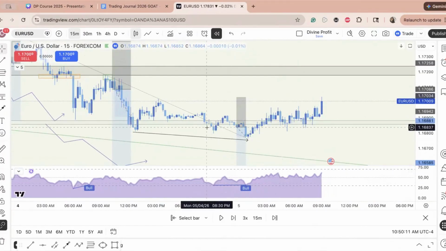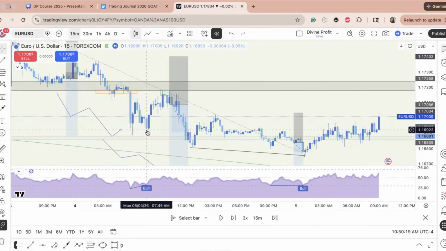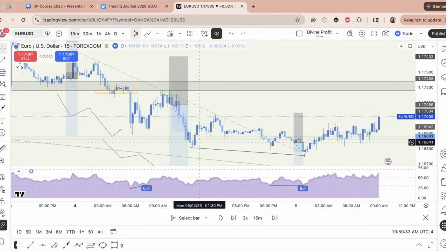Now, divergence on its own, does that mean that price is going to reverse? We can even see that there was divergence here, right? Divergence just indicates that there is some type of reversal happening, and this divergence did play out. We had a push up, right? But it didn't break our trend. So that's why we didn't start looking for buys in that area. Price respected that trend line, so we kept looking for sells.